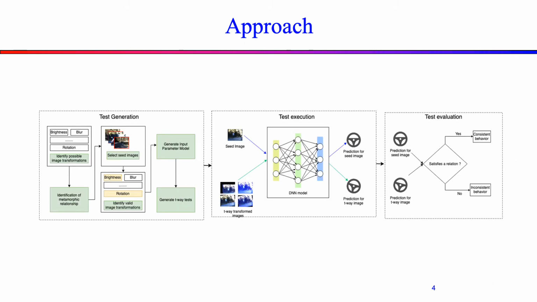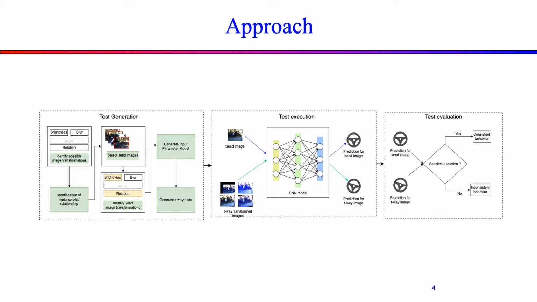The figure in this slide presents an overview of our approach. The goal of our approach is to generate synthetic images to test the pre-trained DNN models. In step 1, we identify basic image transformations that can be used to create synthetic test images. Then in step 2, we select our seed images. In step 3, for each seed image, we identify a set of valid transformations, that is, a subset of all possible transformations.